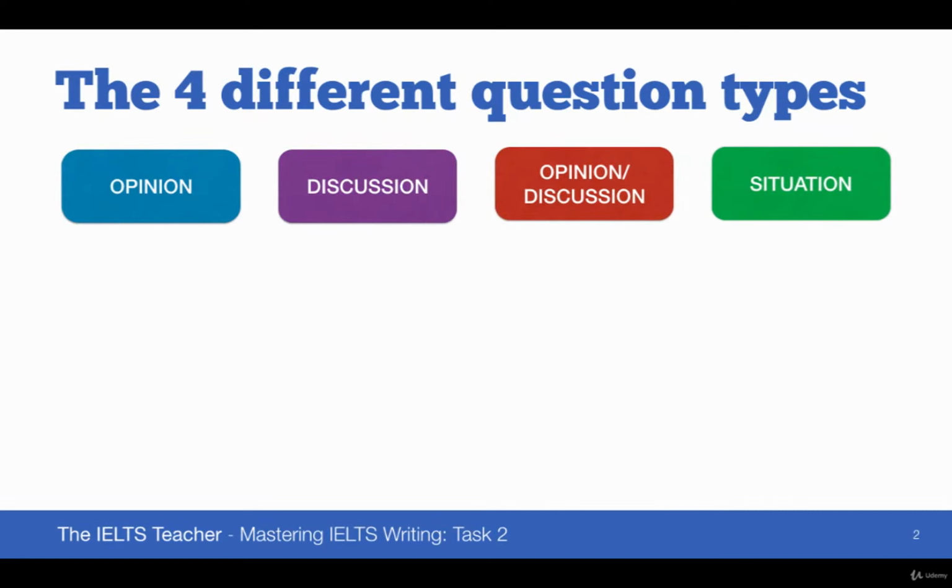In IELTS Writing Task 2, you may be presented with a question which falls into one of 4 categories: an opinion question, a discussion question, an opinion and discussion question, and a situation question. You won't be told which question type you have. You have to identify the question type by the language given to you in the task.